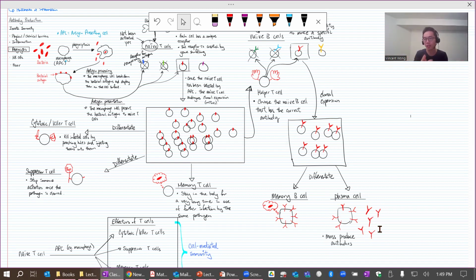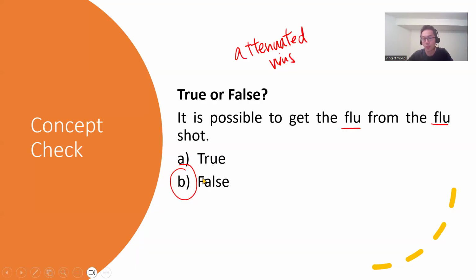But not from the flu shot, maybe from someone else. Or maybe you already caught the virus before you got the flu shot, right? And then it's just a coincidence. So it's not possible to get the flu from the flu shot. But don't take my word for it. Do your own research and find out. But I can tell you it's not true.